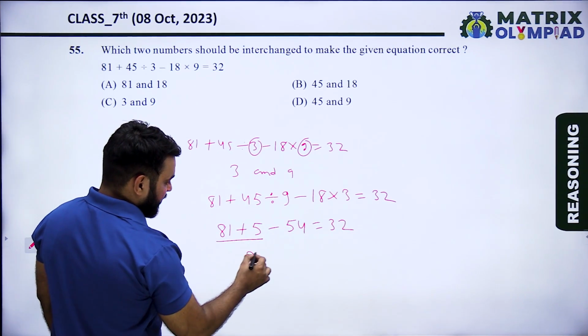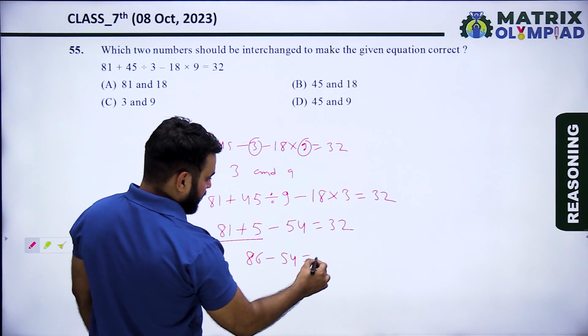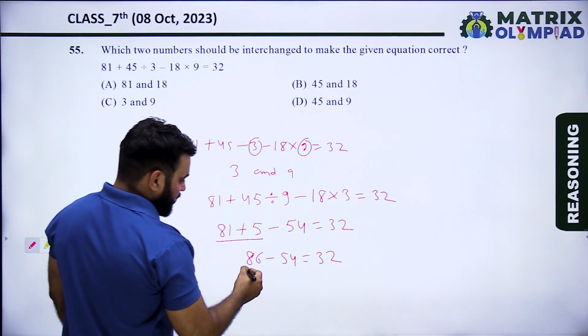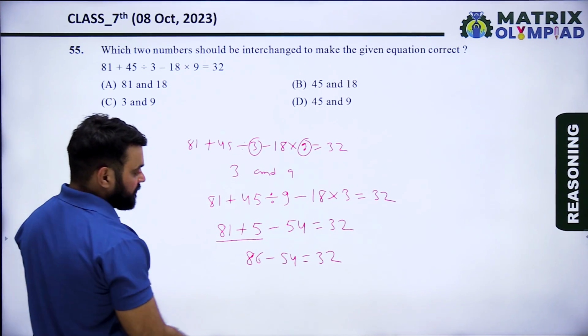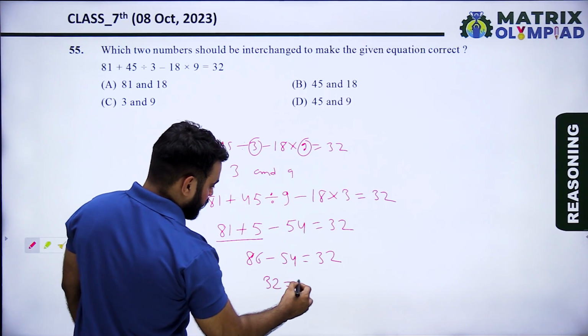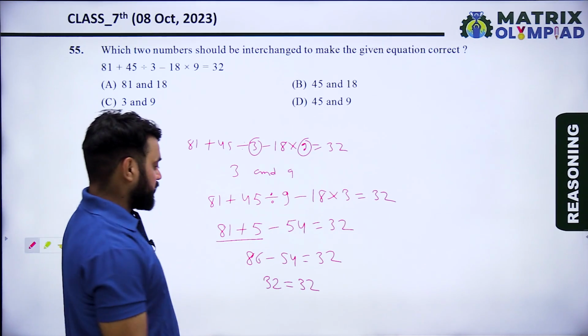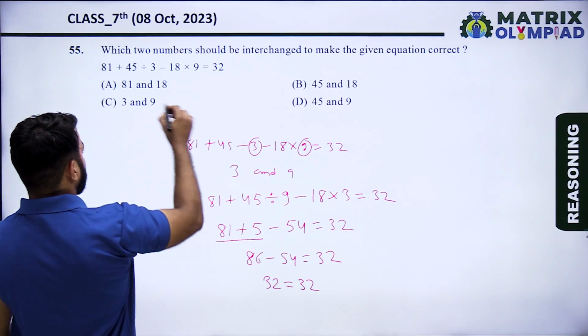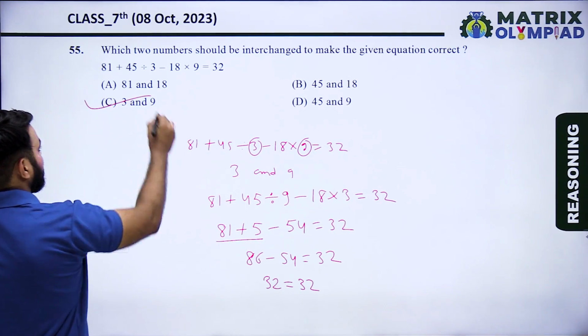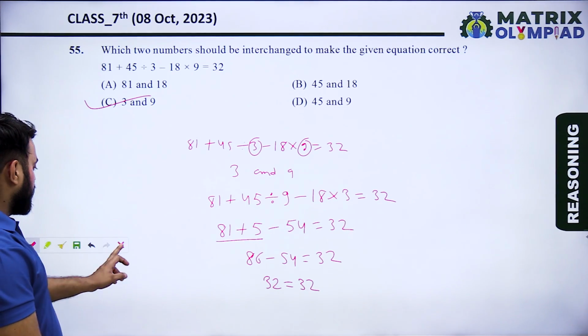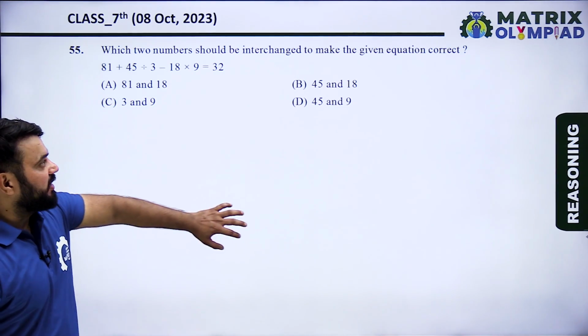81 plus 5, it means 86, minus 54 is equal to 32. 86 minus 54, it means 32 is equal to 32. So 32 always equals 32. So option C is the correct option. Okay, let's move on to the next question.